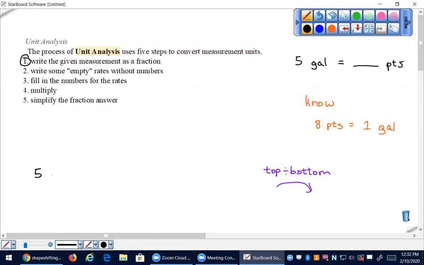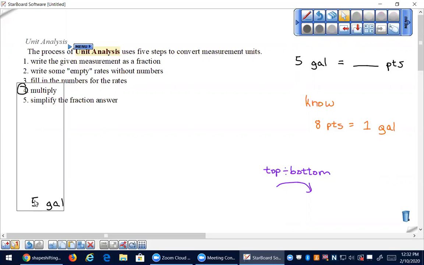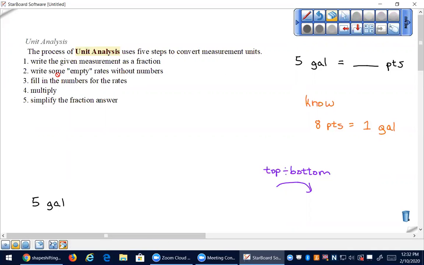So 5 gallons, I'll just write. Oops, I need to move that. Put it over 1. I want to get out of gallons. Am I going to put my other gallons on top or bottom? On bottom, so they cancel. Can I get to pints in 1 step? Sure.